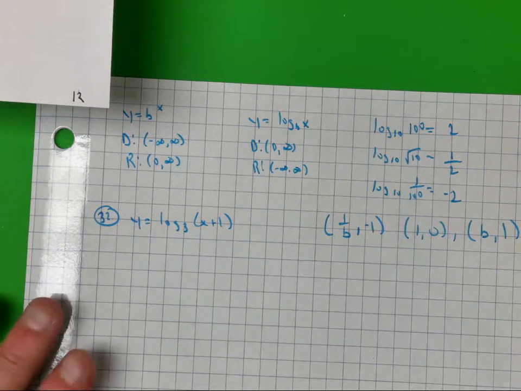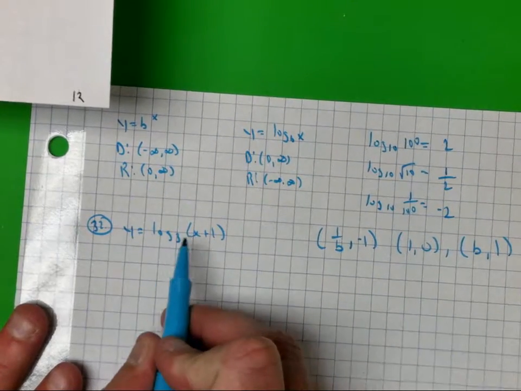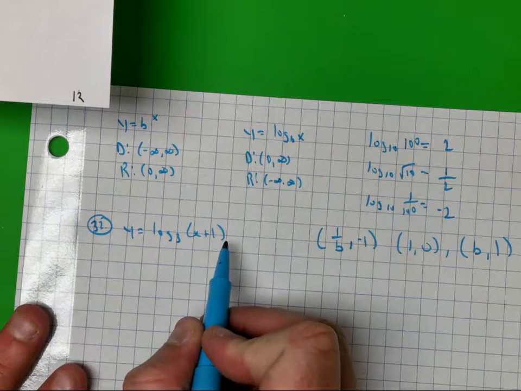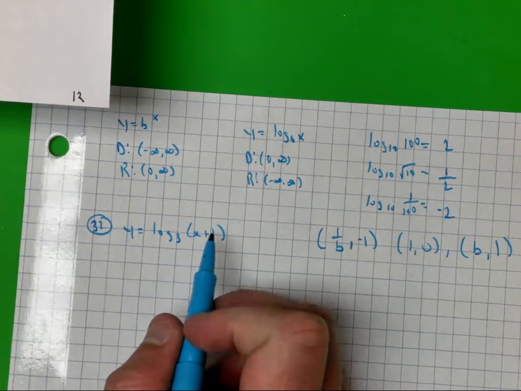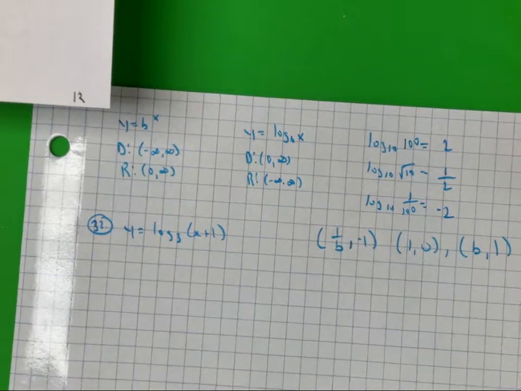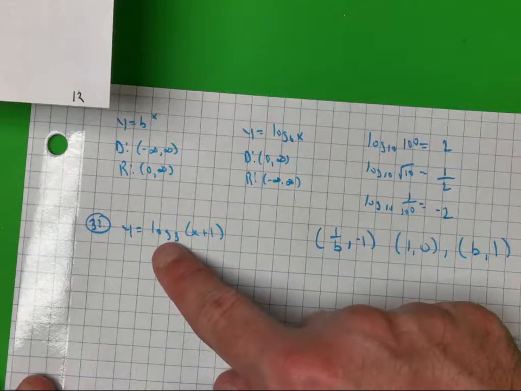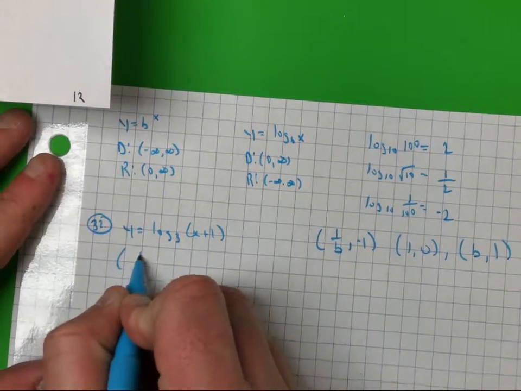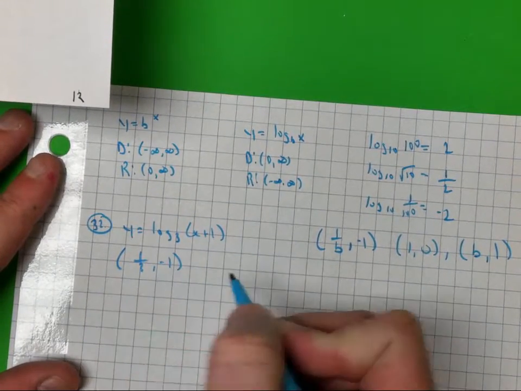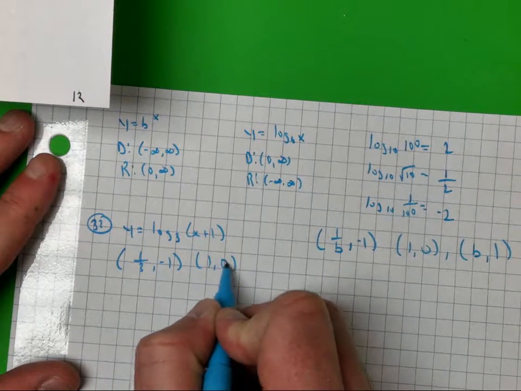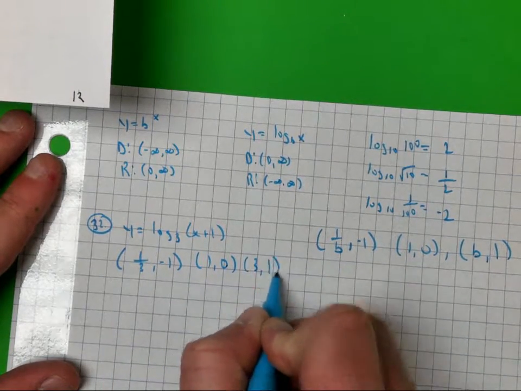Alright, so now I know there's a transformation going on. This plus 1 is inside. We're going to take care of that in a moment, but right now we just treat it like it was not there and just look at this base, 3. So my 3 ordered pairs will be 1 over 3, negative 1; 1, 0; and 3, 1.